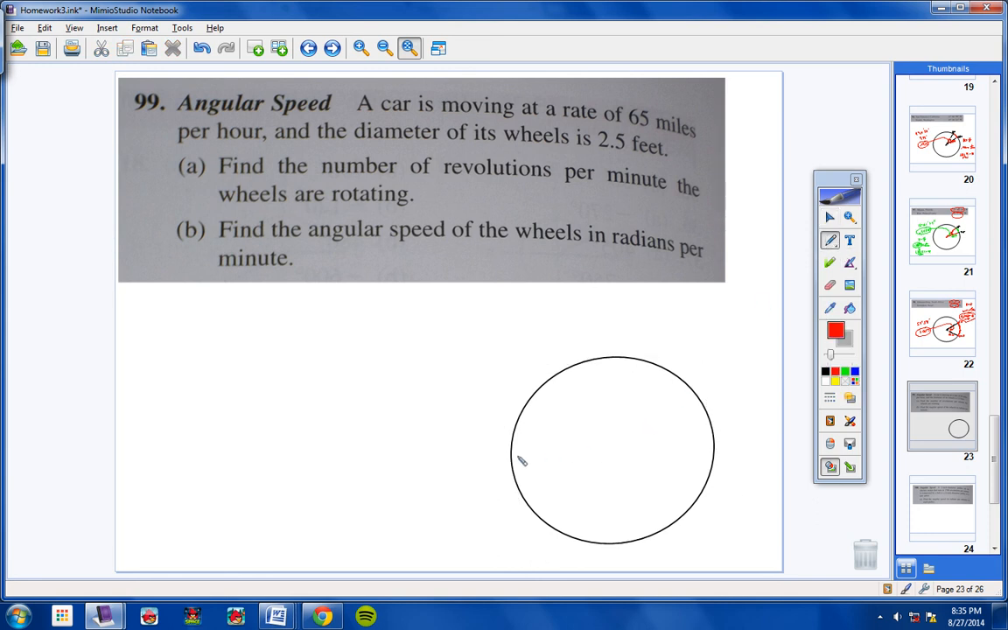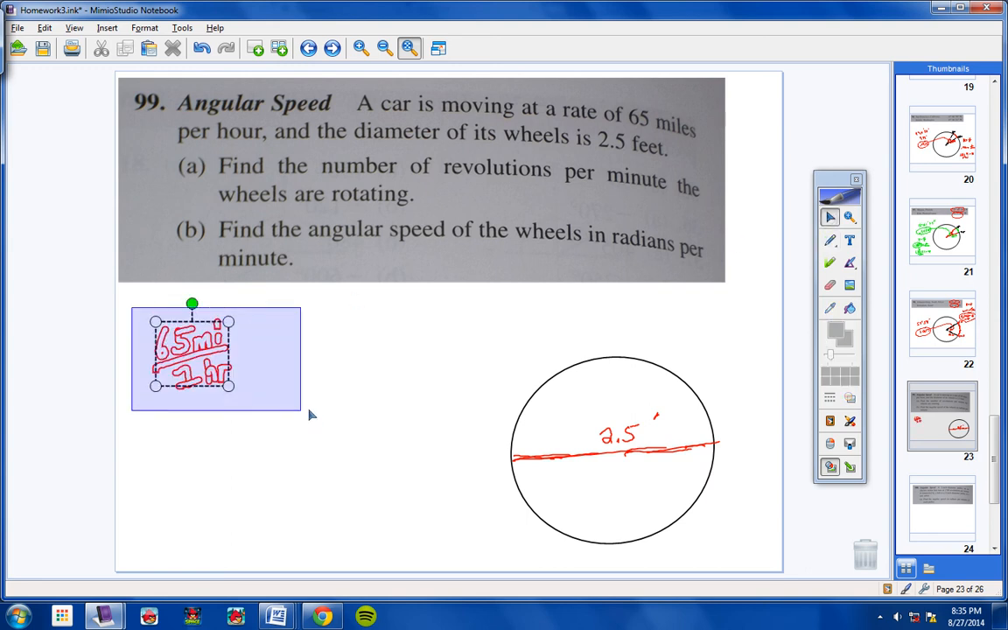And I know the diameter is 2.5 feet, so I'm going to go ahead and sketch a diameter here going across the tire. Diameter is 2.5 feet. That's pretty easy. We can all understand that. Now, it's saying that I'm traveling right now at a rate of 65, now watch this carefully, miles per 1 hour. Now write that off to the side and leave it there. Okay, we're going to come back to that later. I'm just writing all my information down.